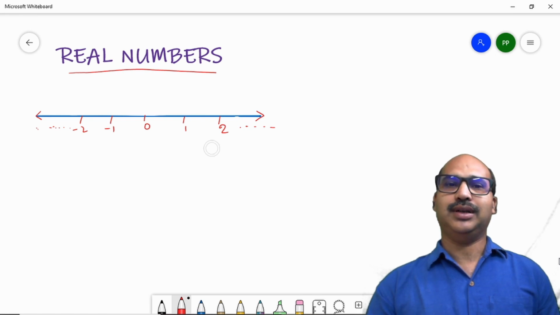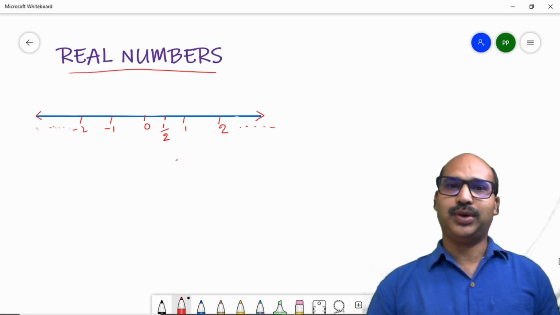For example, 0.5 or 1 by 2. So here this is 0, this is 1, here is 1 by 2. For example, root 2. Root 2 value is 1.4 somewhere. So between 1 and 2, here is 1.5. So root 2 value is somewhere here. This is root 2. Similarly, minus 1 by 2, we can mark here.